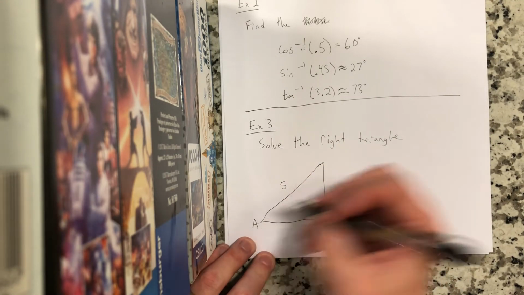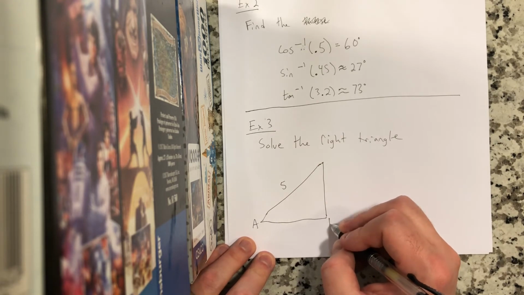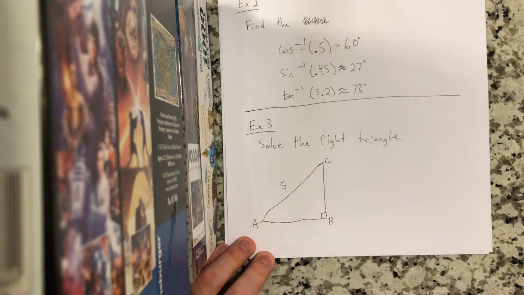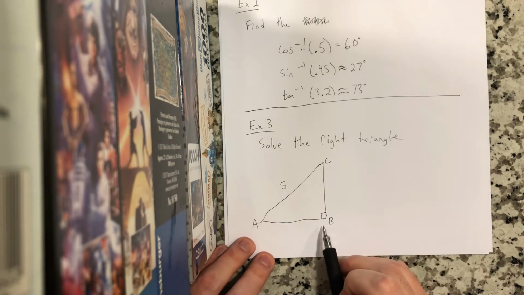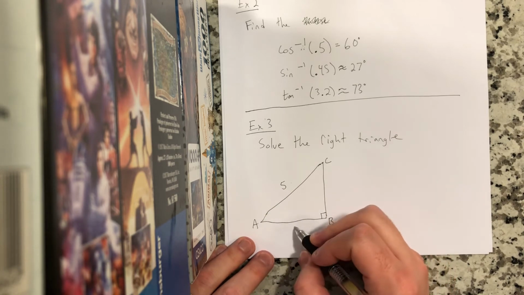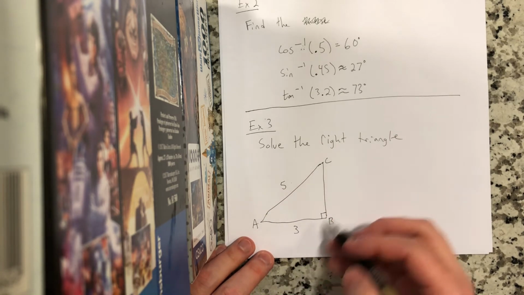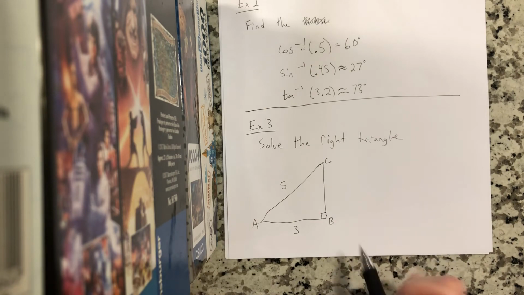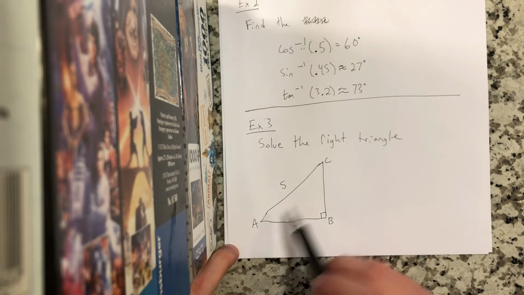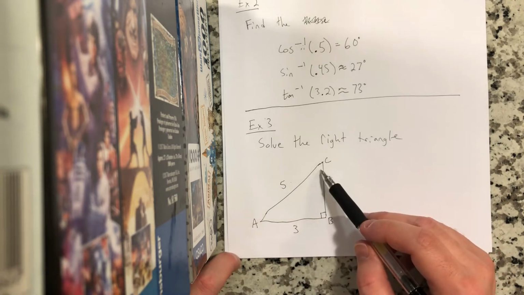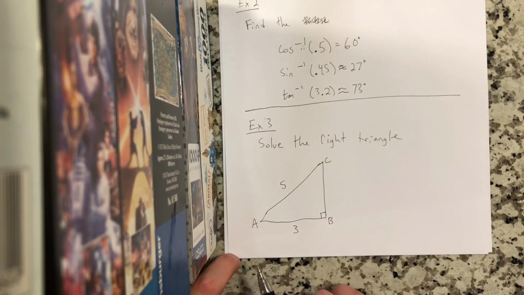And I will label the different vertices. Angle B here will be our right angle. So over here is 5. This one's going to be 3. And then we do not know what this is. Also, at this point, we don't know the measure of angle A. We also do not know the measure of angle C.